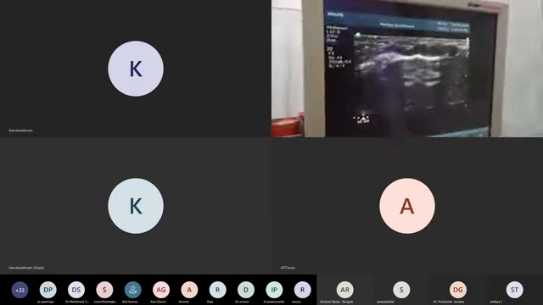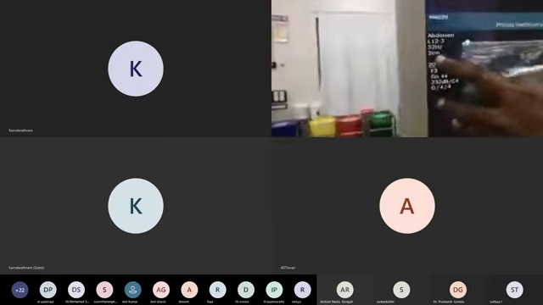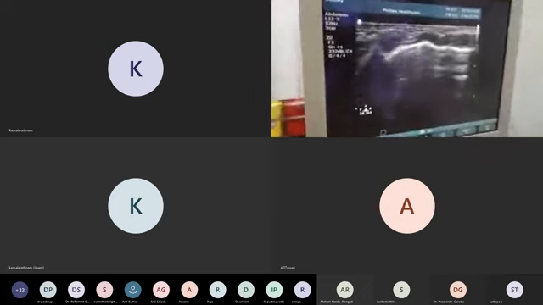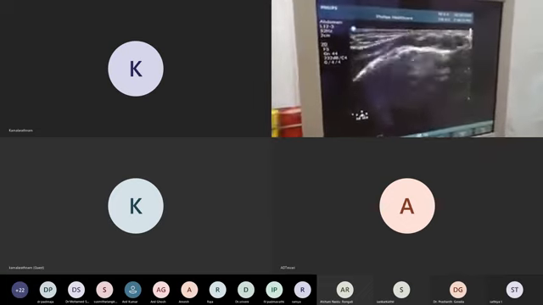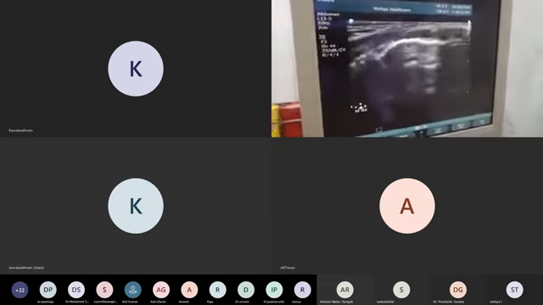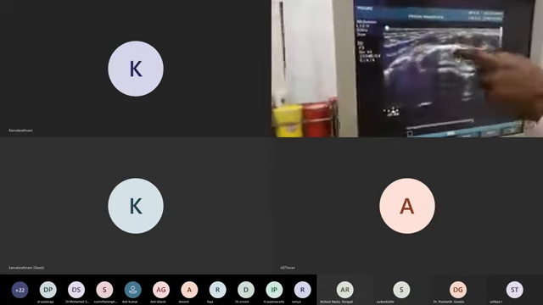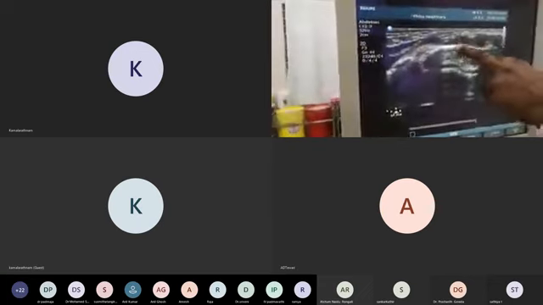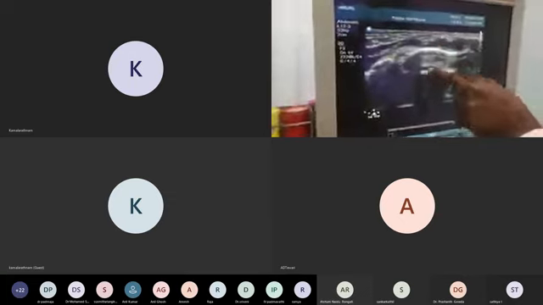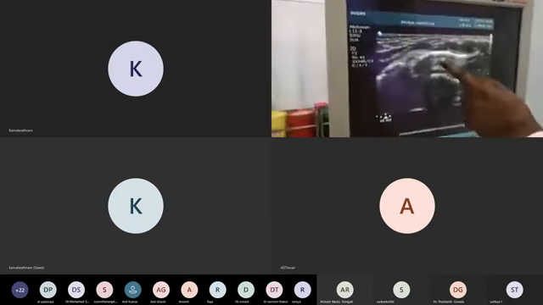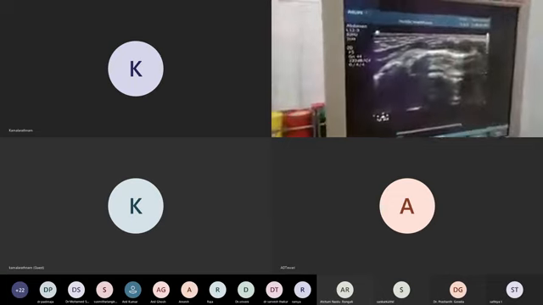Now I am from 1 centimeter. I am increasing it to 2 centimeters. I am going to the lungs. But this lung is normal. See, this is A line. It is the same thing, equidistant. Whatever distance this pleura is from the skin, the A lines are equidistant. You can see one equidistance from here to here, from here to here, equidistant.